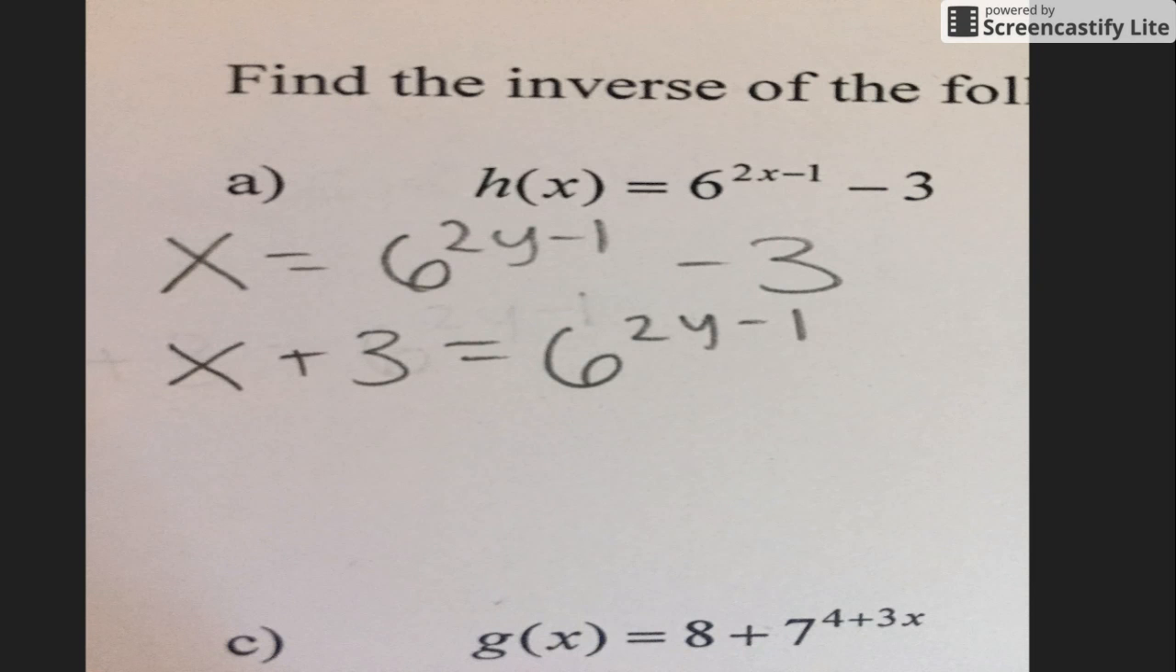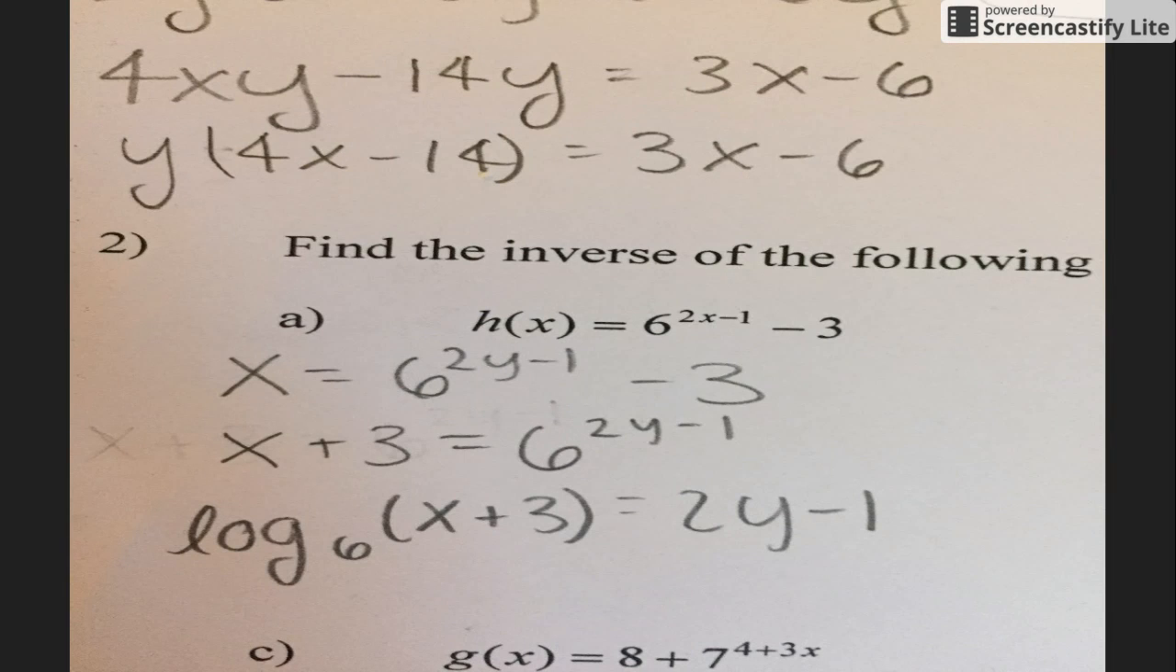And now you're ready to turn it into log form. So then you turn to log form, and log form is log and then the base that goes with the exponent, so in this case 6, and then times the answer of the whole thing equals what's in the exponent. So in this case, you just have to make sure that there's parentheses around the x plus 3, because later when you add the 1 to both sides and divide by 2, you don't want to clump the 1 in with that 3 because that's not part of the original answer.